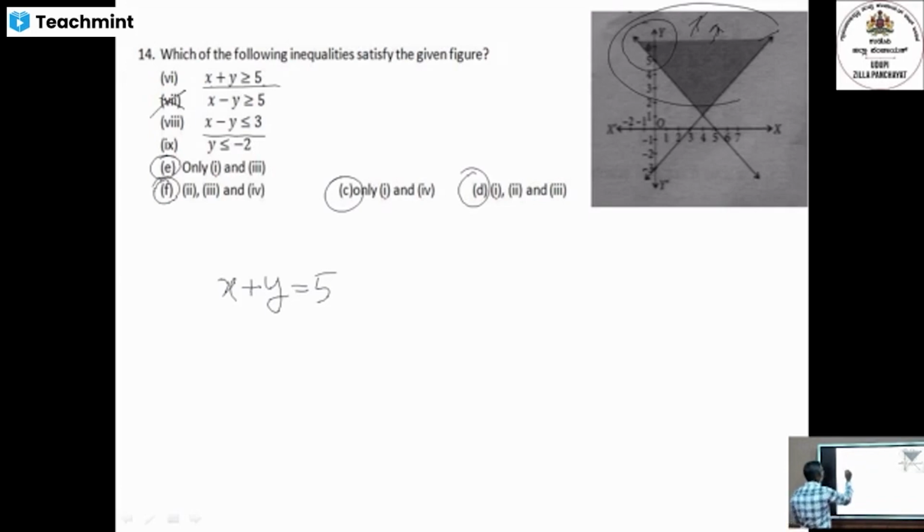This is 1, this is 2, this is 3 and this is 4. Okay, 1, 2, 3 and 4.